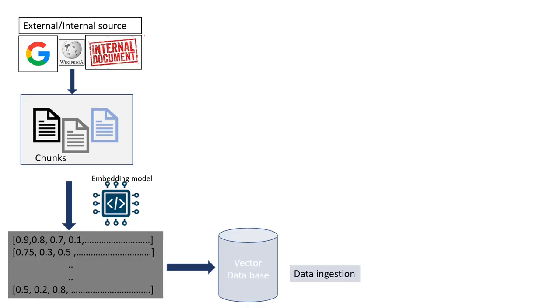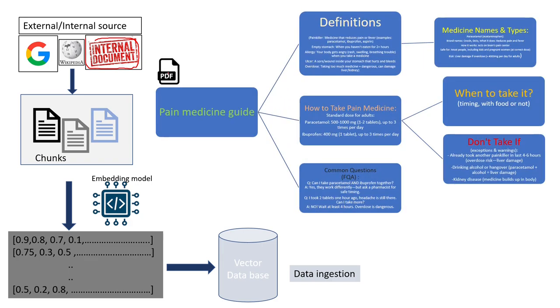In this session we will mainly focus on an internal document, and we will start with only one document, a PDF. Consider that this PDF is a pain medicine guide. It has pages 1, 2, 3, and inside the pages you have the content. Now, how does it create chunks?